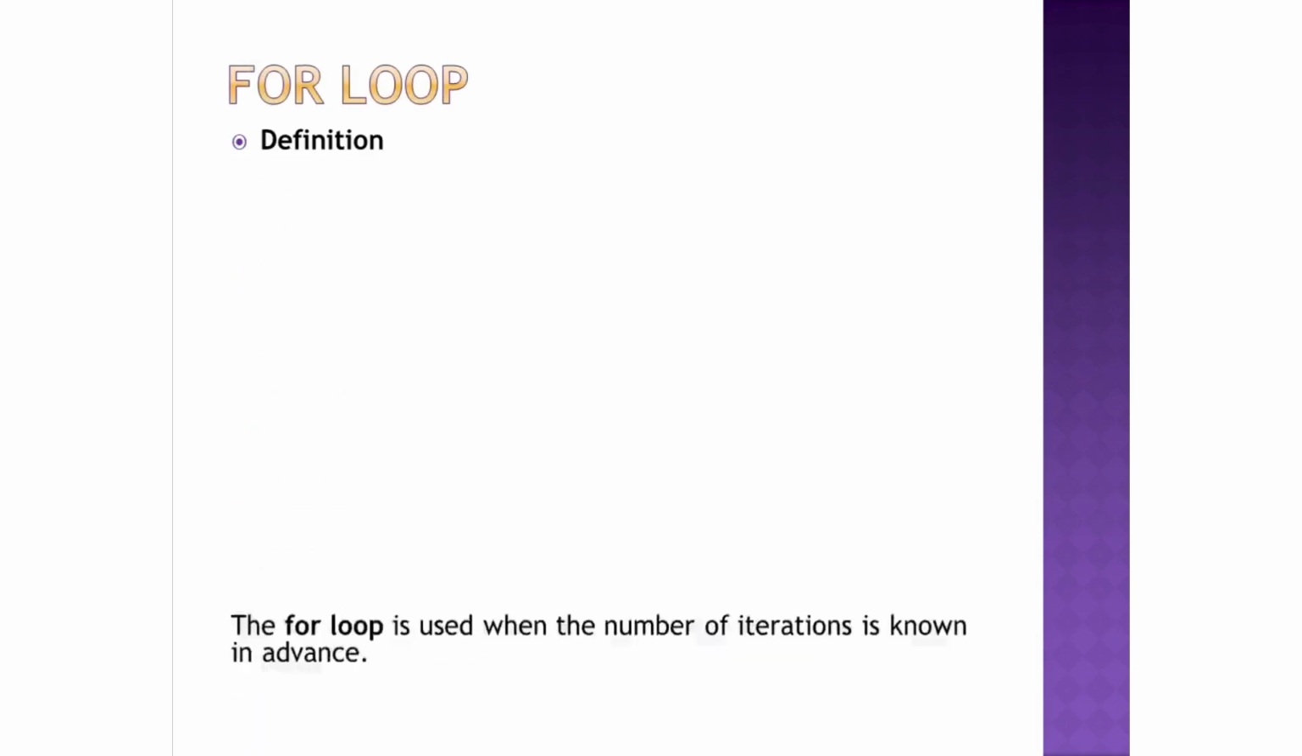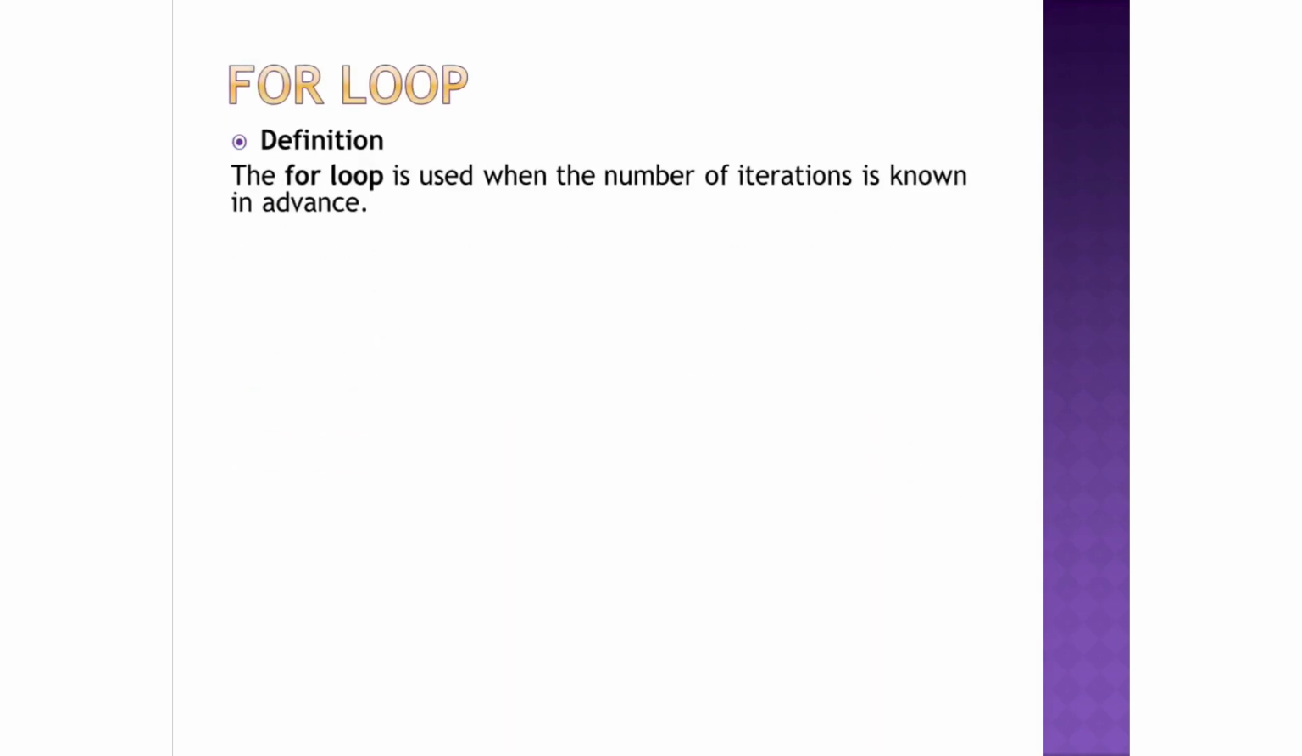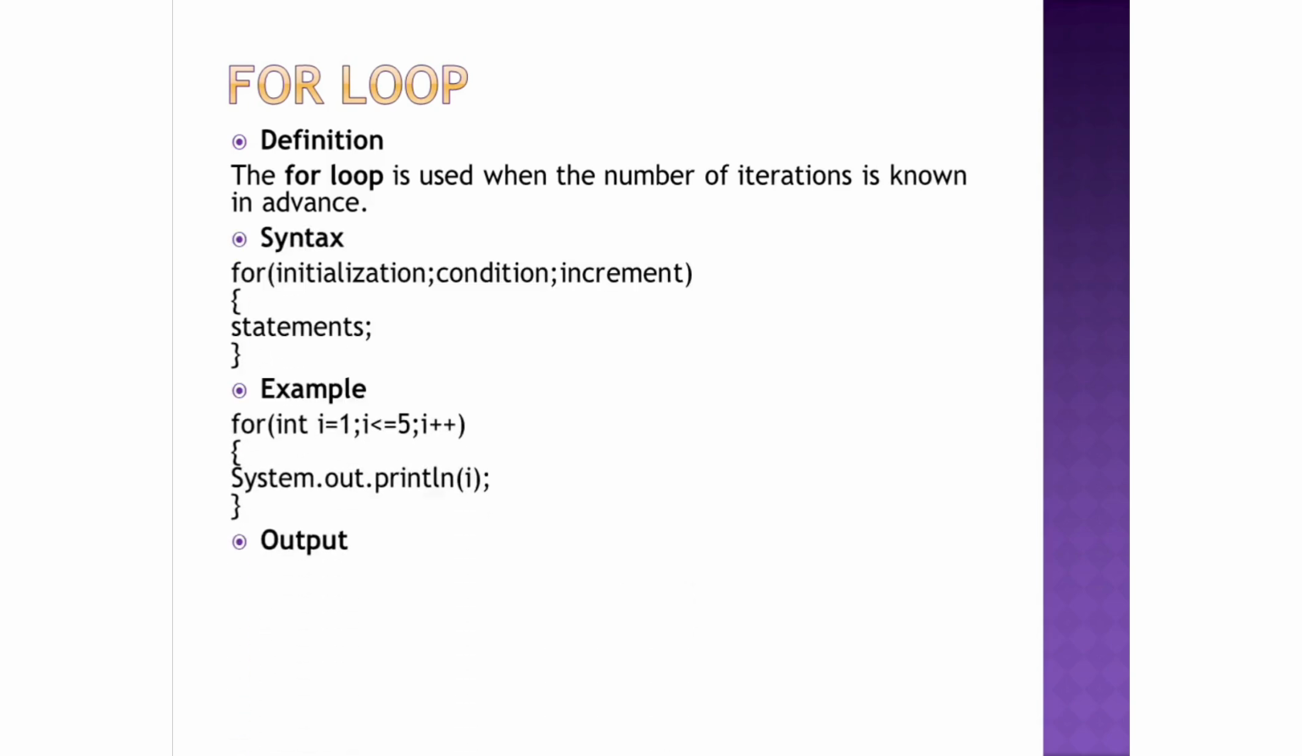A for loop is used when we already know how many times we want to repeat a task. Now look at the syntax carefully. A for loop has three parts: initialization, condition, and increment. In this example, I start at 1. The condition checks whether i is less than or equal to 5. As long as this condition is true, the loop executes.